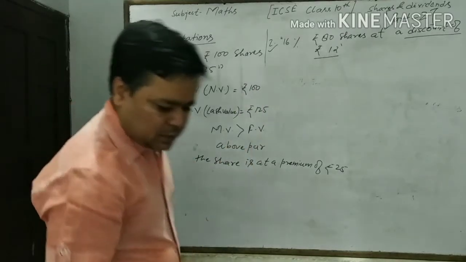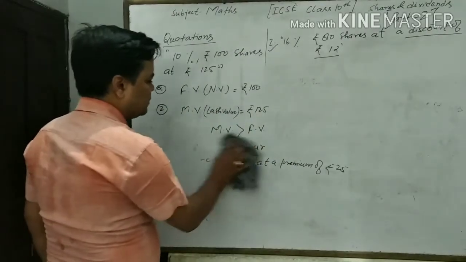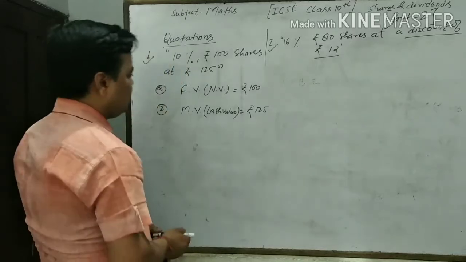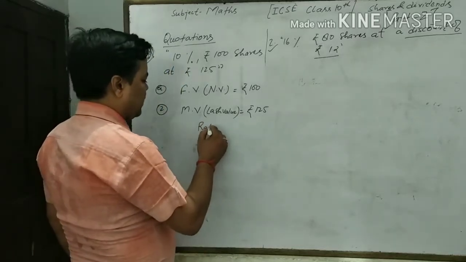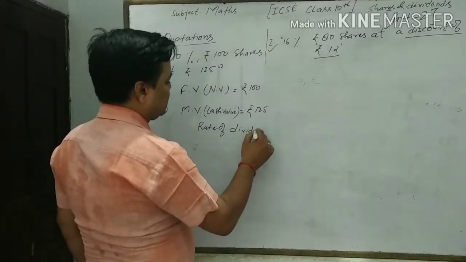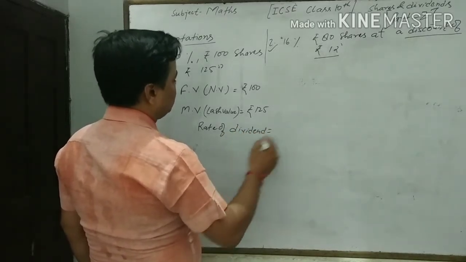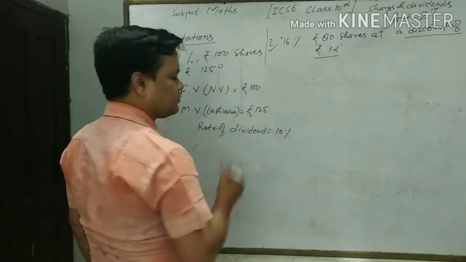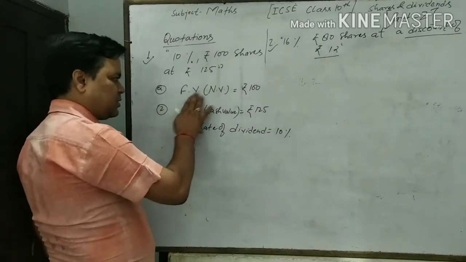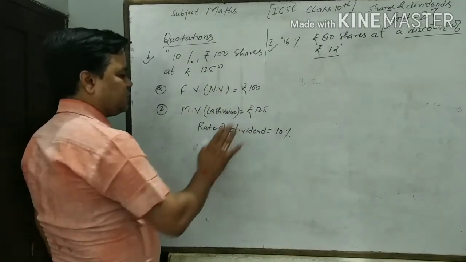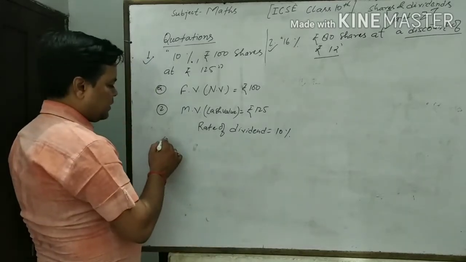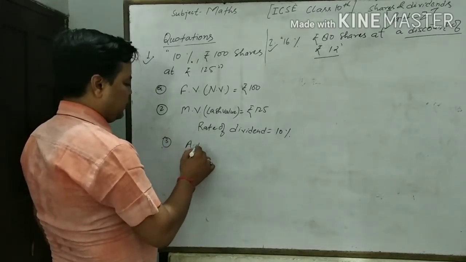Therefore, we also get the rate of dividend. What is the rate of dividend? The rate of dividend is equal to 10%. This is only for one share. Means for one share, the face value is this, the market value is this, and the rate of dividend is this. On this basis, we can calculate annual income.